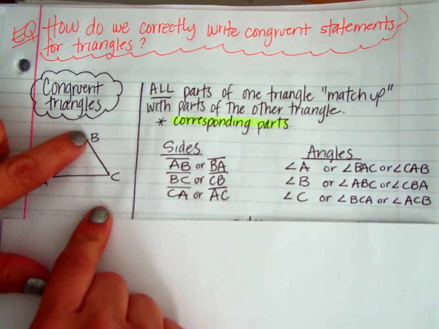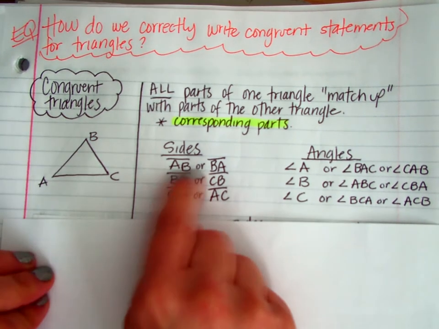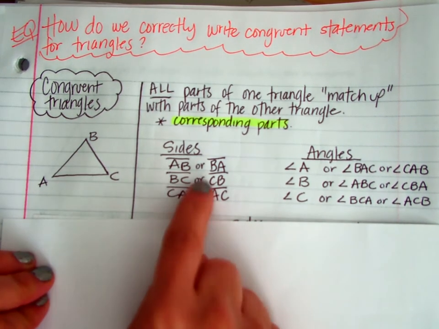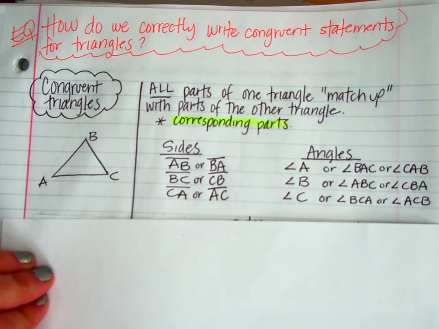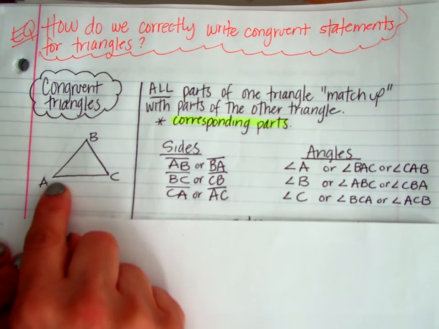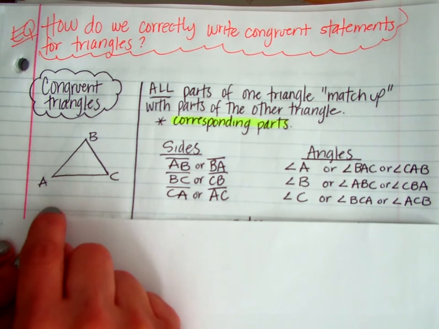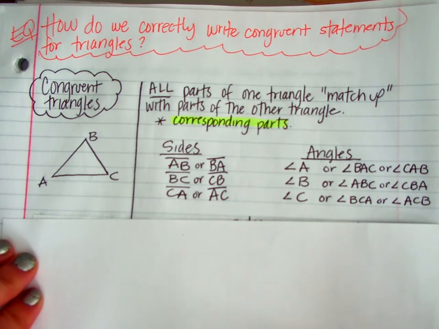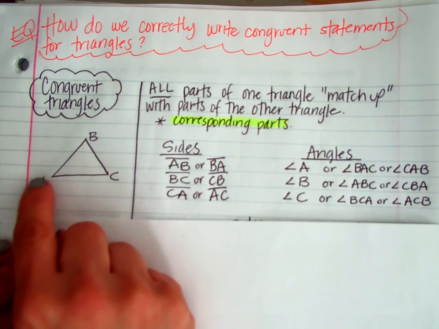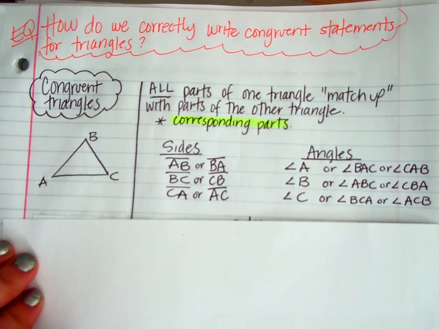The same for the second side here. We have side BC, so bar BC here, or I can call it backwards, side CB. The next one is side CA, or I can call it by its name backwards, side AC. So depending on how you read your first triangle, you have to read your second triangle in that same way. So if I'm going to read this triangle ABC, then your other triangle, you have to make sure that you go in the same order so that your corresponding parts match up.